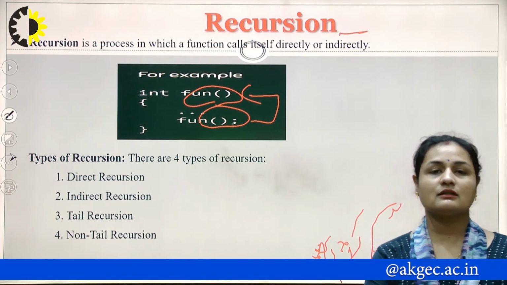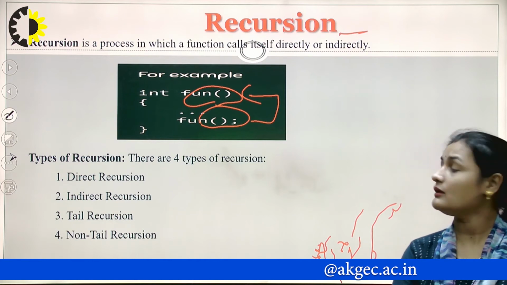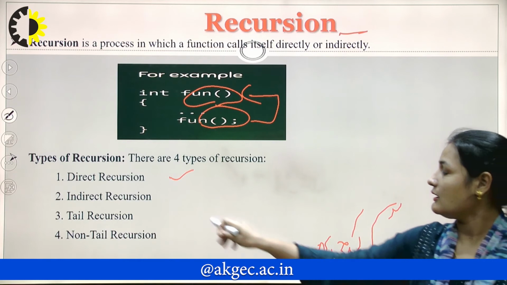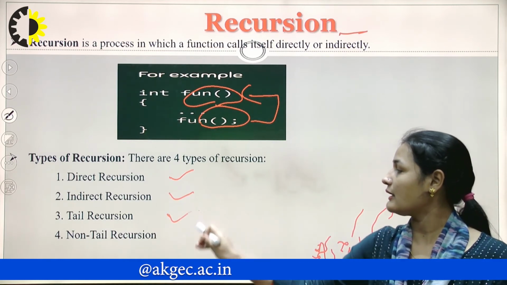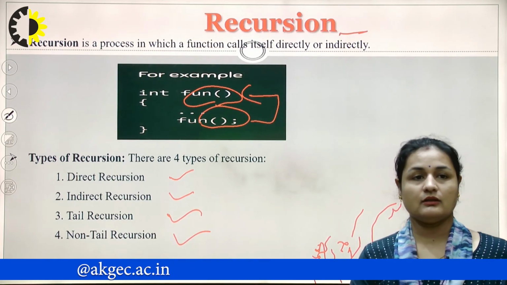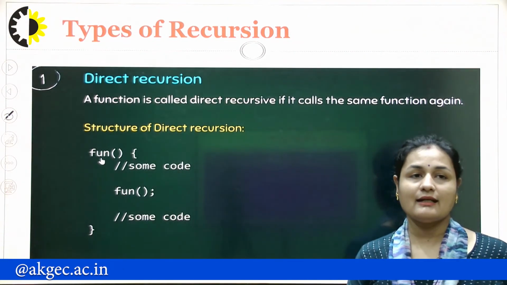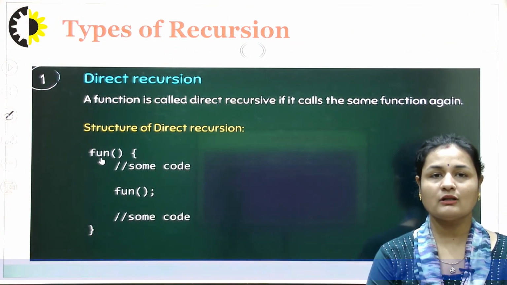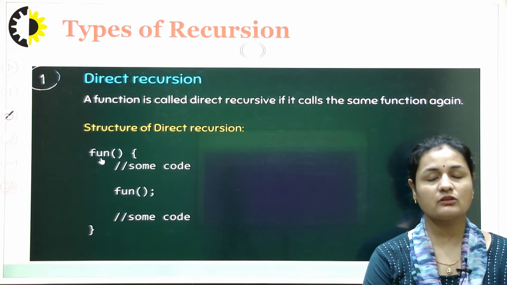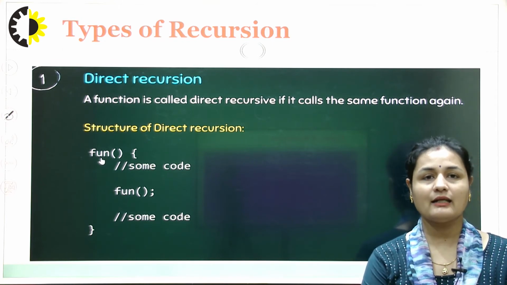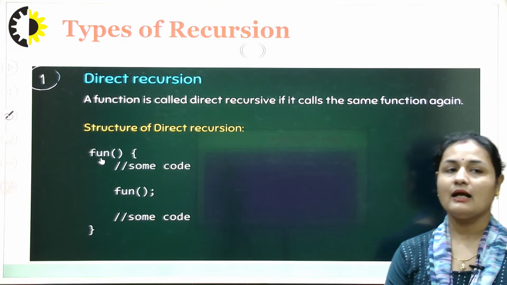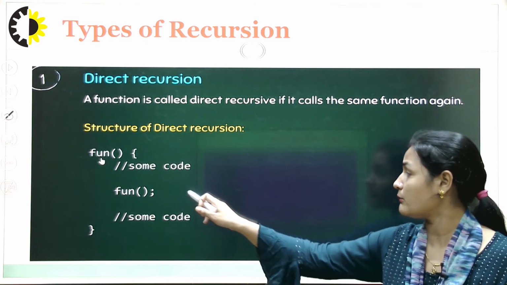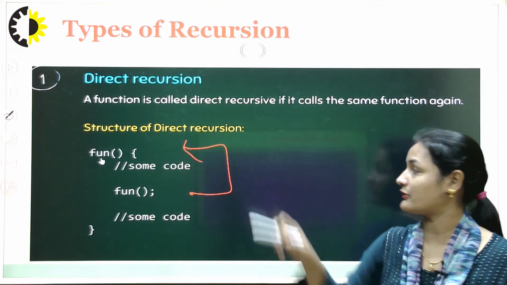Types of recursion: there are 4 types of recursion. The first one is direct recursion, the second one is indirect recursion, the third one is tail recursion, and the last one is non-tail recursion. Now the definitions. Direct recursion: a function is called direct recursive if it calls the same function again. If a function calls the same function again and again, then this is known as direct recursion, and it is also known as the simple definition of recursion, because fun is calling the same function.